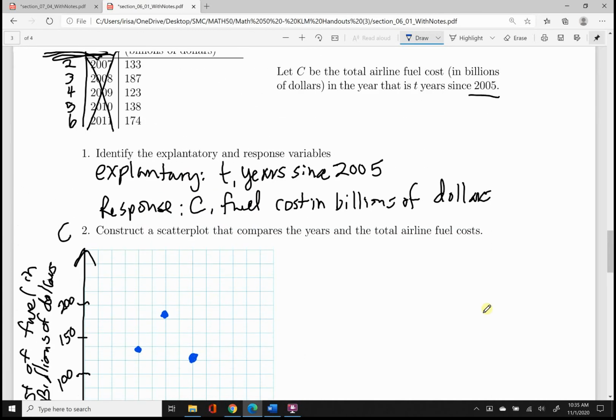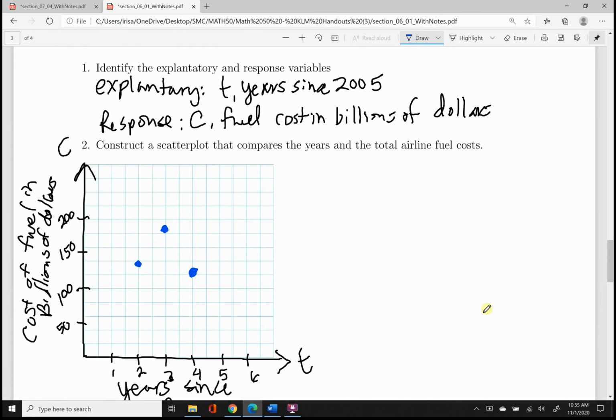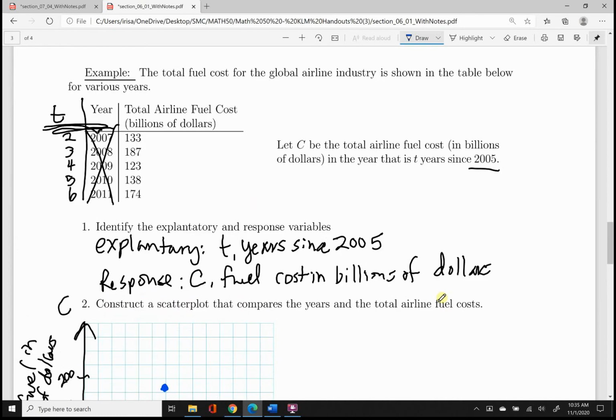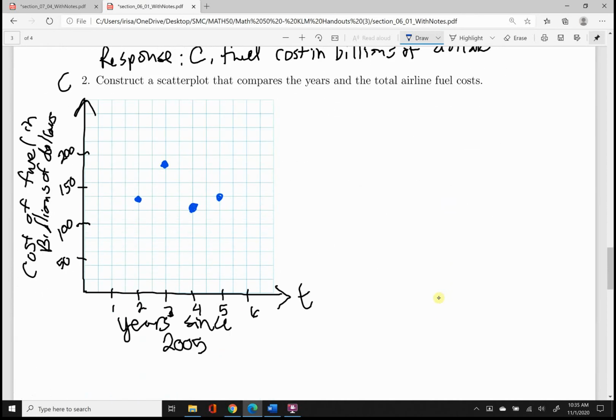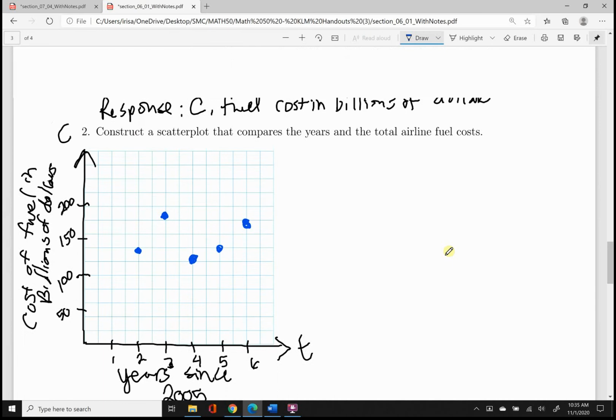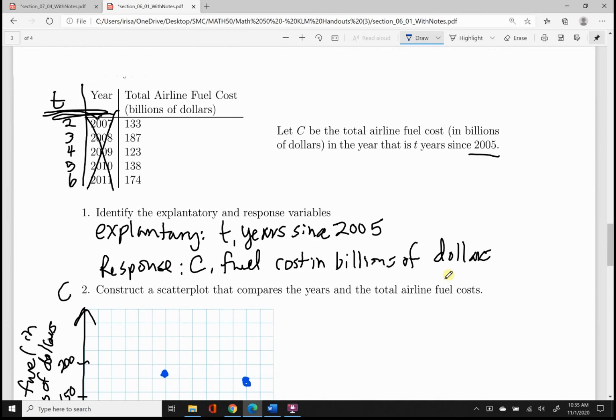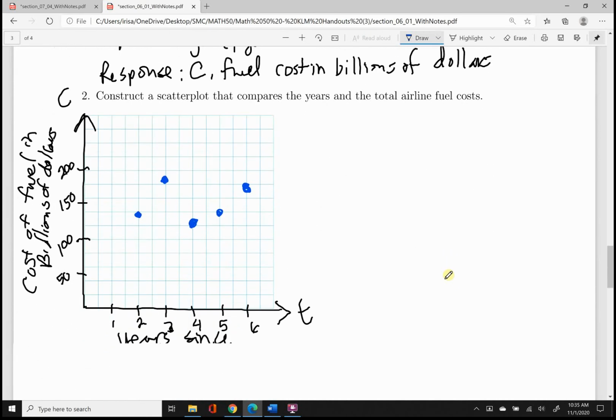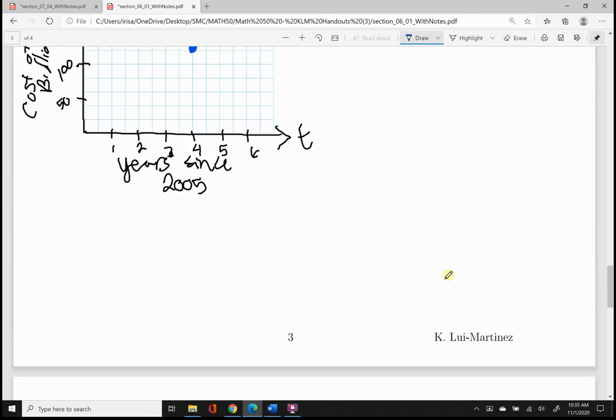And for the 5th year, we're at 138, so that should be up a little bit more, like here. And for number 6, 174, so back up again. Something like that. It's kind of all over the place. It doesn't seem like there's a very clear association here, something we'll get deeper into a little bit later. But there you have it: there's your scatter plot for fuel cost in billions for those 5 years.